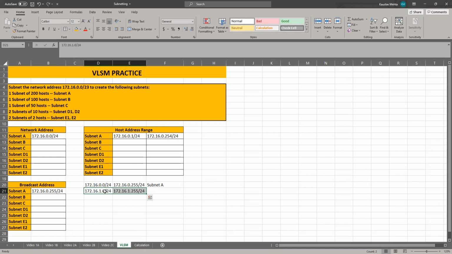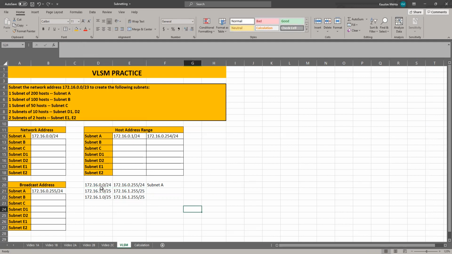Now we are left with this range to work with. We just cannot assign this range to subnet B, because that would mean that we won't have enough addresses for the rest of the subnets. So we keep subnetting further down. This /24 would now become /25 and would give us two different addresses to work with. So if we change this /24 into /25, we'll do the same for this one, make it /25, and the ones above.